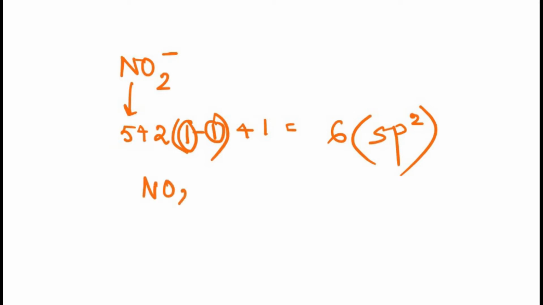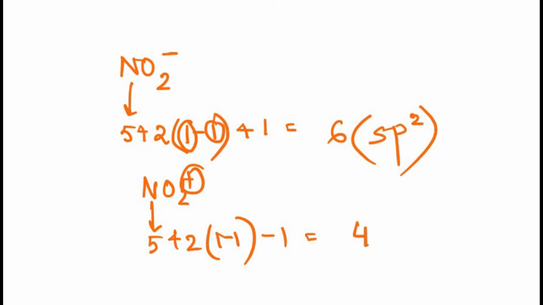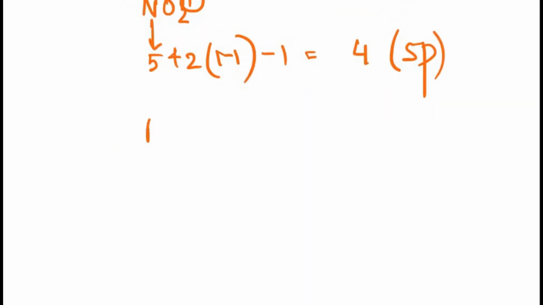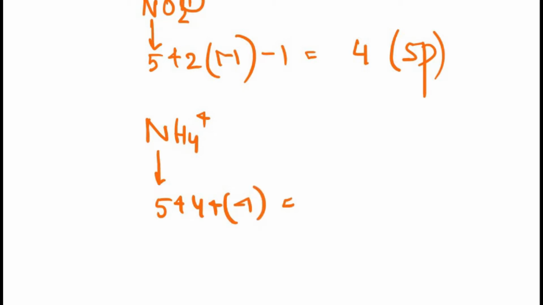NO2 plus, same process, 5 plus 2 into 1 minus 1, but there is a positive charge, so this should be minus 1. This should be 4. Linear structure, sp hybridized. And the last one was NH4 plus, right? So NH4 plus meaning 5 valence electrons plus 4 hydrogen substituent minus 1 for the positive charge. So this is 8 tetrahedral. So this should be sp3 hybridized. Right? That should be your answer.